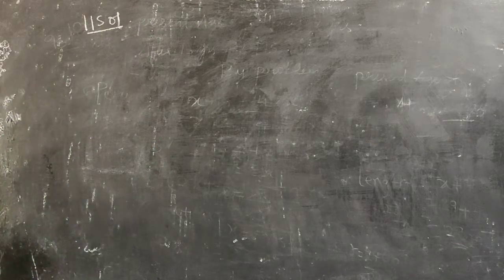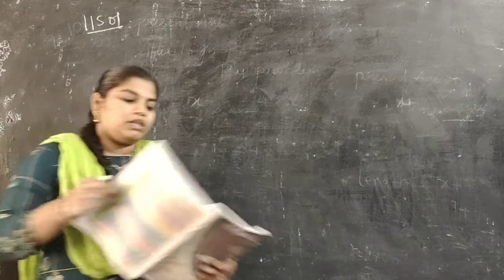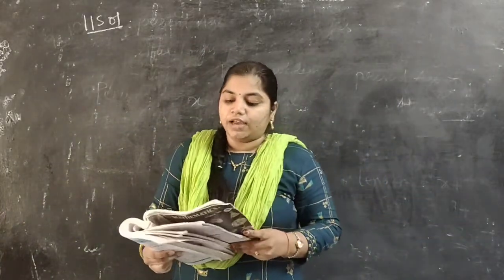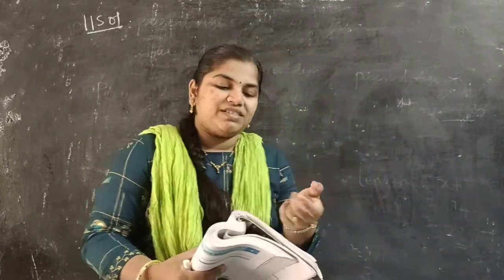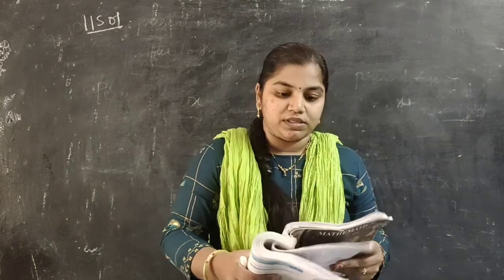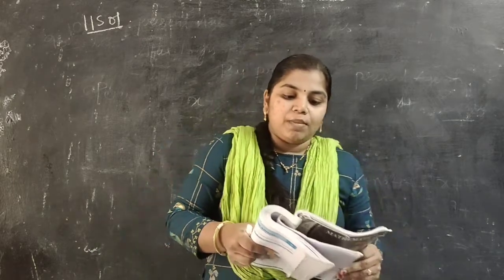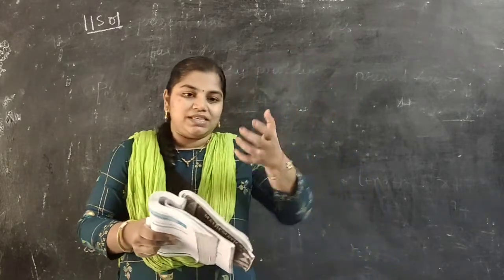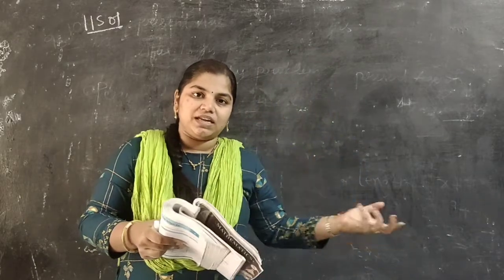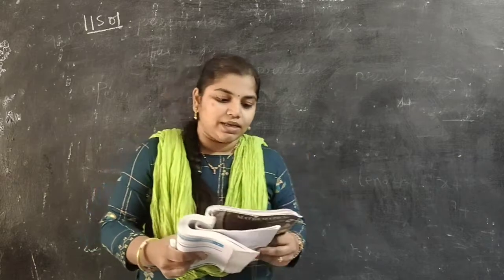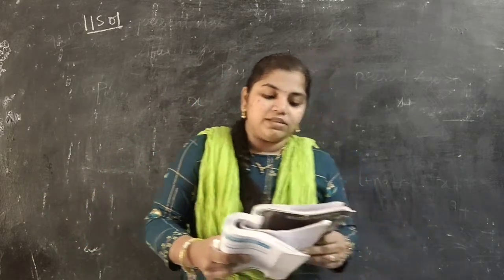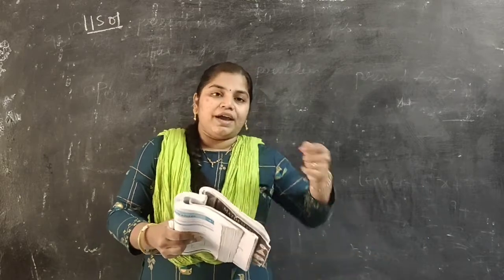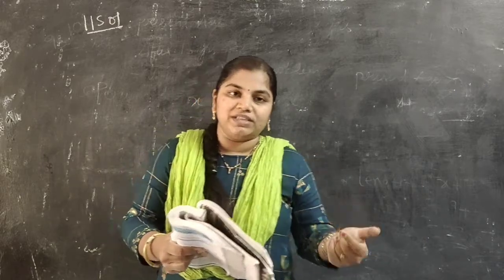Next one, a sum of 3000 is to be given in the form of 63 prizes. They are distributing 63 prizes, and the value of those 63 prizes is equal to 3000 rupees. The prize money is either 100 or 25; in those 63 prizes, 100 rupee prizes are there and also 25 rupee prizes are there. So find the number of prizes of each type.